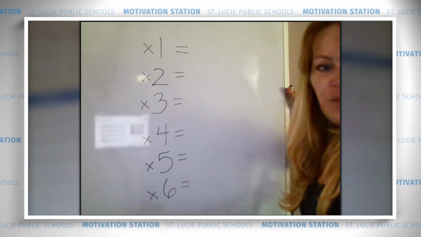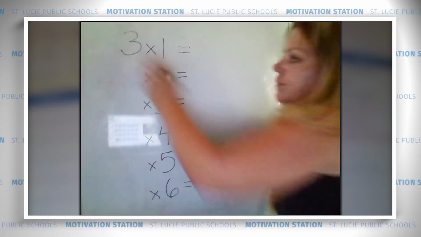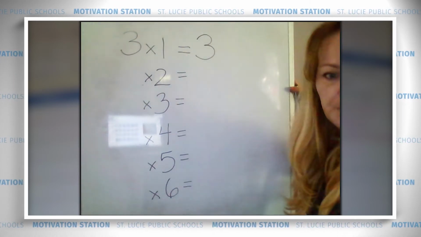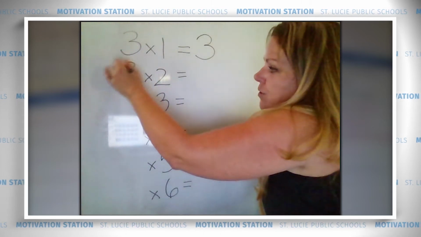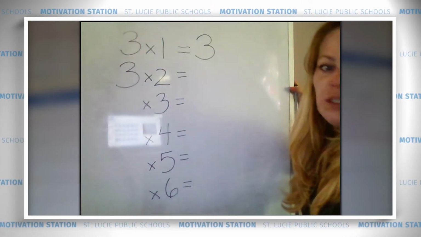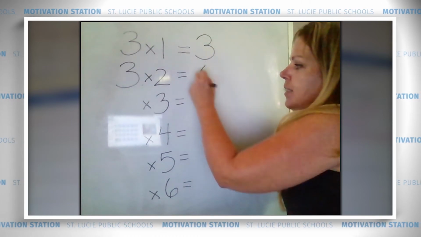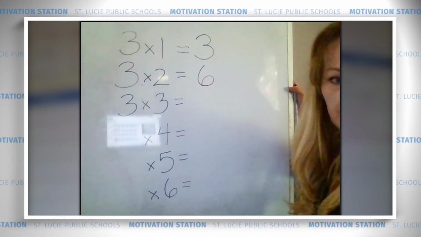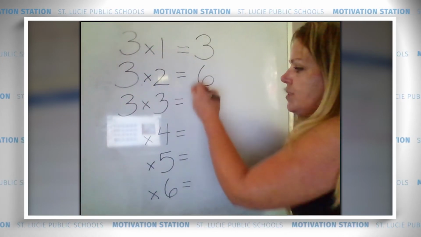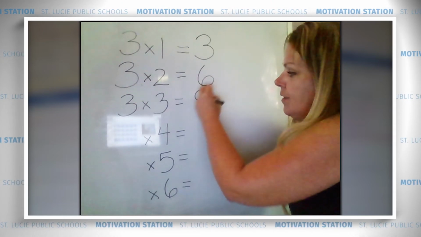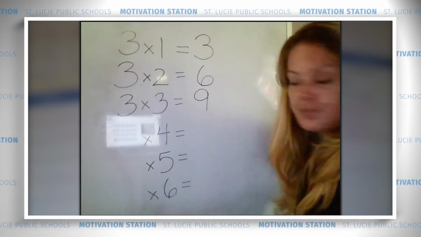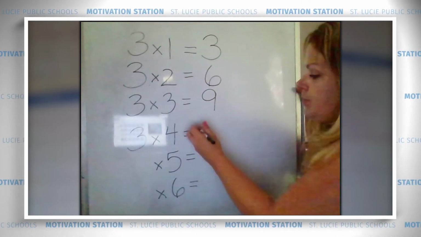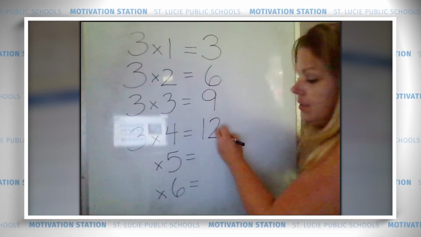Okay, so if I roll a factor of 3 and then a factor of 1, I have 3 groups of 1, which would give me a product of 3. If I roll a factor of 3 and a factor of 2, 3 groups of 2 would give me a product of 6. If I roll a factor of 3 and roll a factor of 3, 3 groups of 3 would give me a product of 9. If I roll a factor of 3 and a factor of 4, 3 groups of 4 would give me a product of 12.